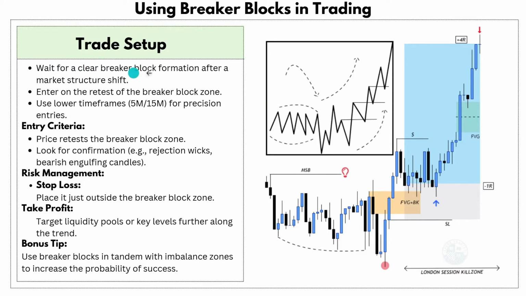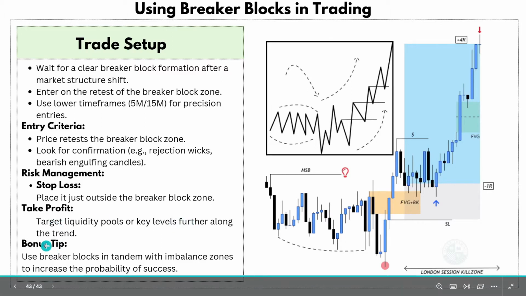First, we wait for a clear breaker block formation after a market structure shift. Then we enter on the retest of the breaker block zone. We use lower time frames such as the 5 minute and 15 minute for precision entries. The entry criteria is price retesting the breaker block zone. Then we look for confirmations such as rejection wicks and bearish engulfing candles. For risk management, we'll place our stop loss just outside the breaker block zone. For our take profit, we target liquidity pools or key levels further along the trend.